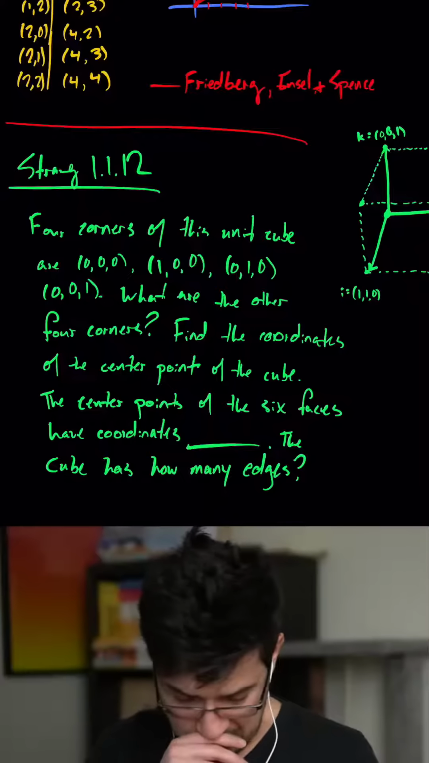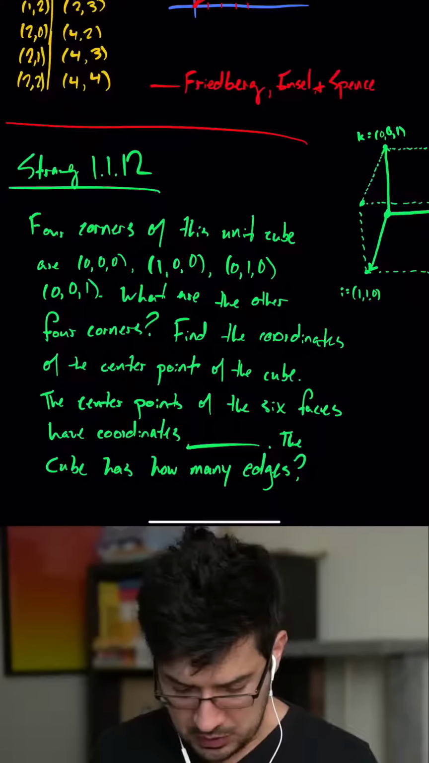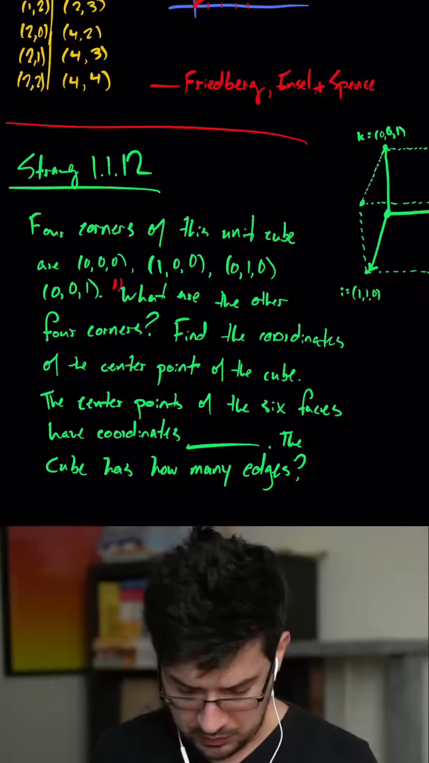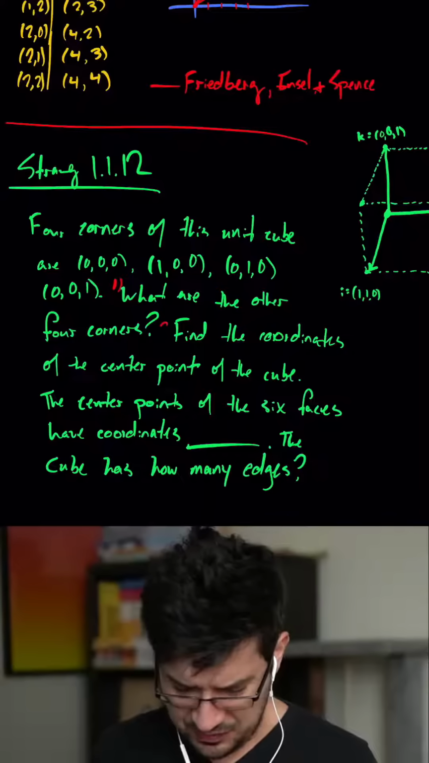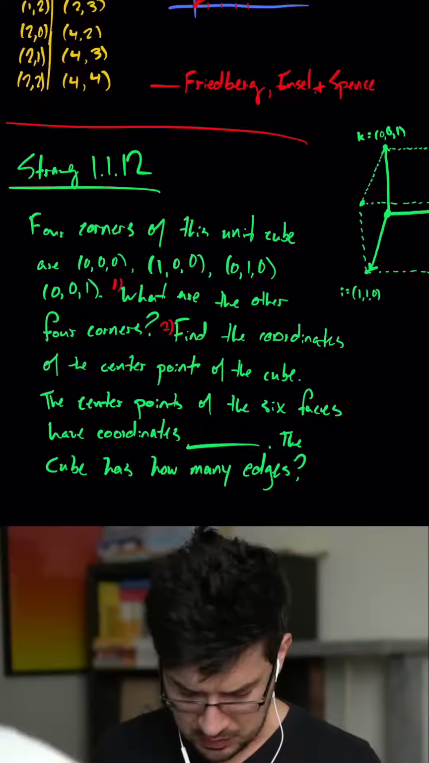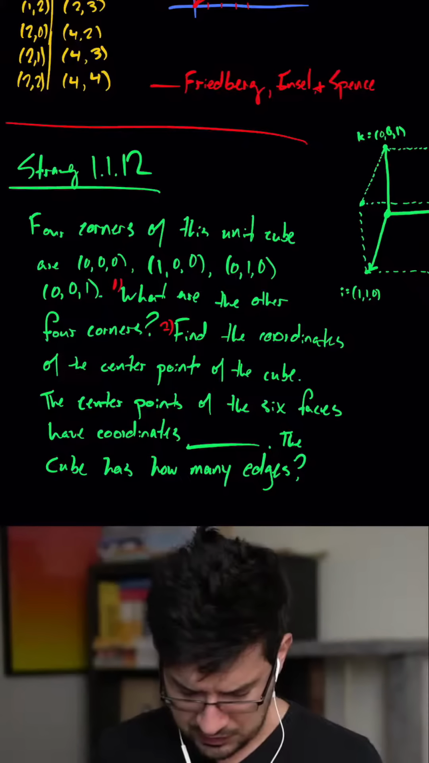Okay, so there are a lot of questions in this. So here's question 1: what are the other four corners? Then it says find the coordinates of the center point of the cube. I mean, is this just a hint? The center points of the 6 faces have coordinates, blah, blah, blah. The cube has how many edges?